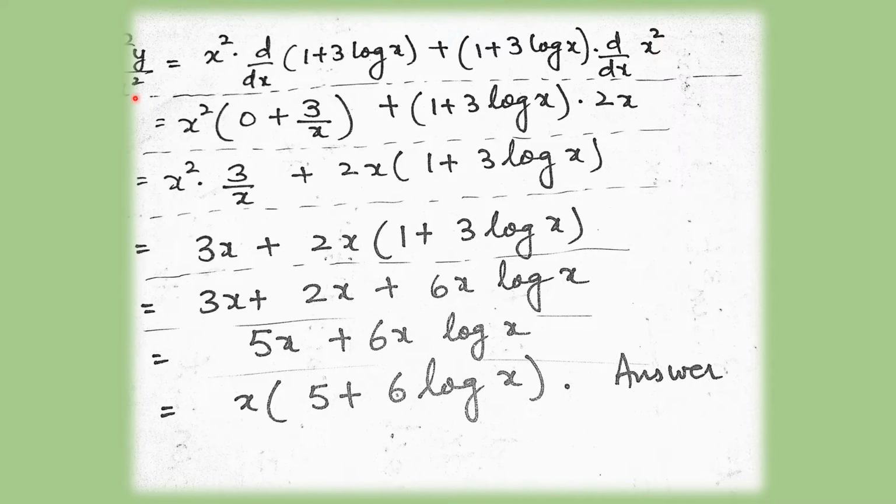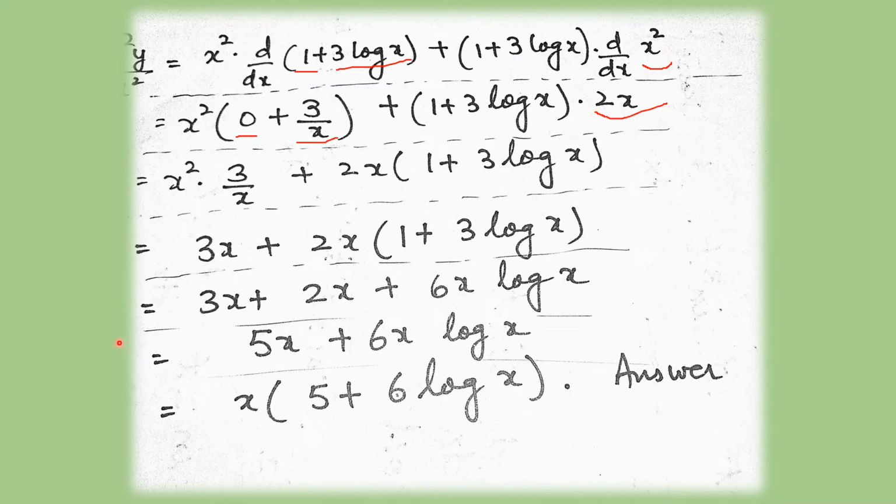Okay, now this x square will come here like this. Right, now when you calculate the derivative of 1, derivative of 1 is 0, which you write here. Derivative of 3 log of x is 3 upon x. See, this 3 will come as it is. Log x derivative is 1 upon x, so you get 3 upon x, plus 1 plus 3 log x as it is. What is the derivative of x square? It is 2x. Done, this much clear.